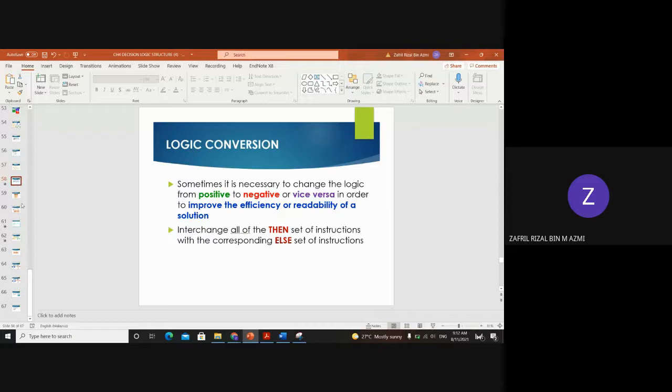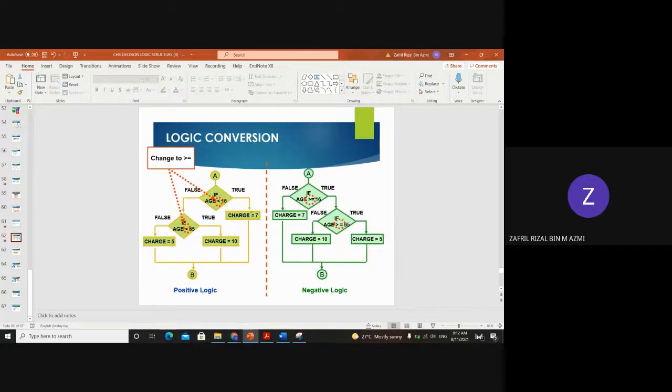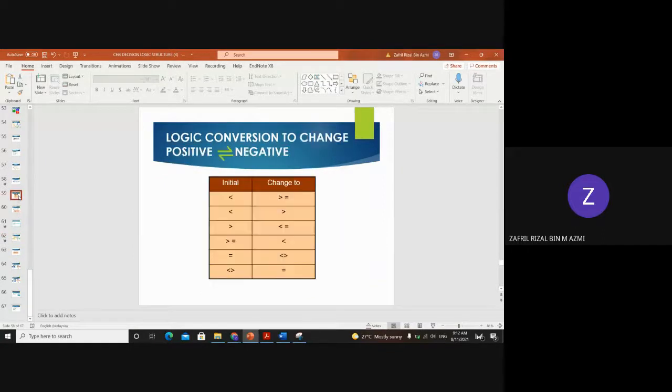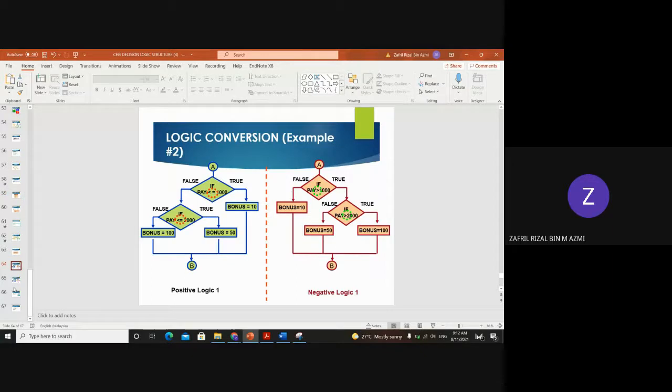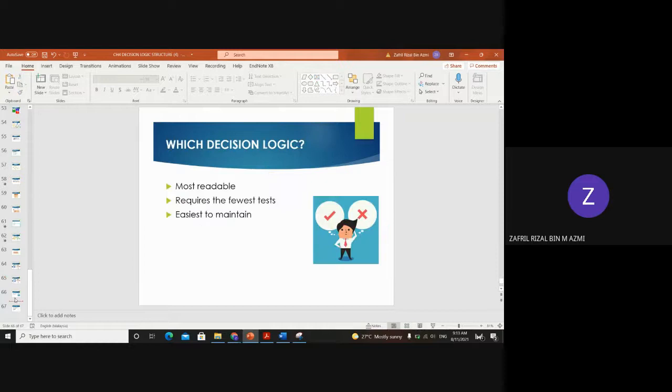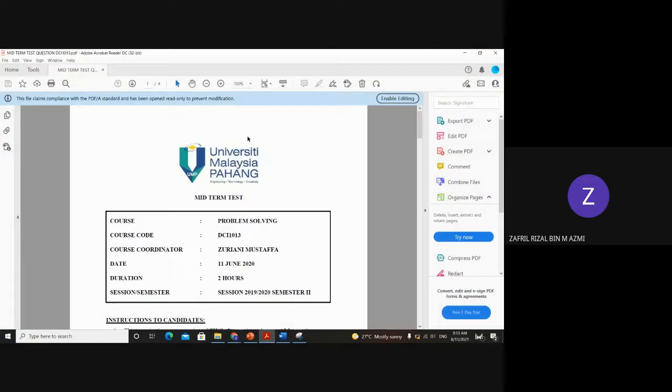The rest, I already covered, which is how to convert positive to negative using this table. All right, so we have about 45 minutes left. I really want you to do the past year question so that we can discuss the answer during this week's lab, because next week we have the midterm test on Monday. So this is the question, a real question of a midterm test.